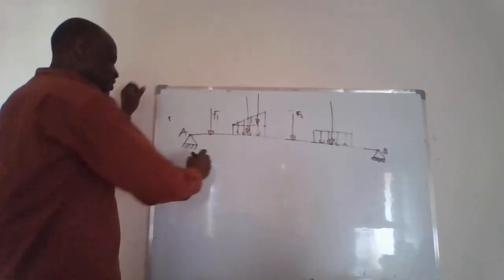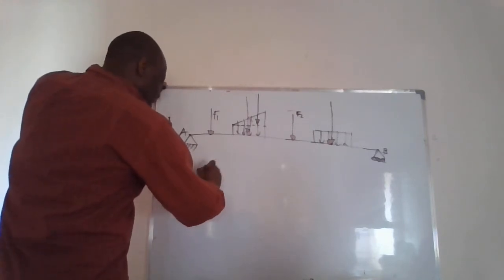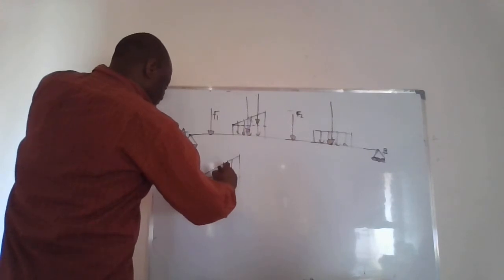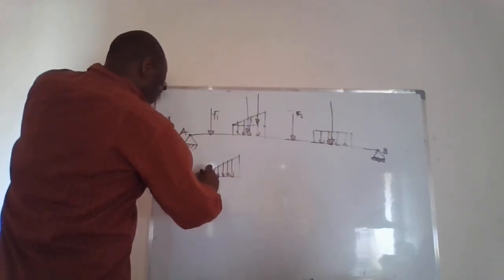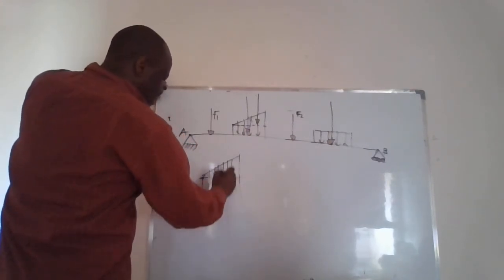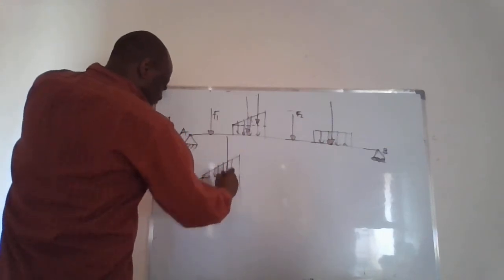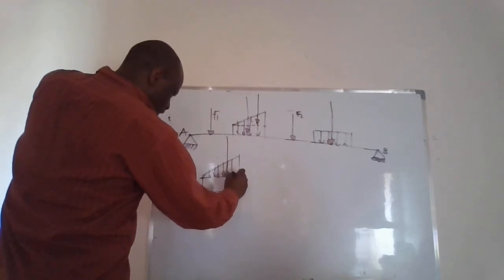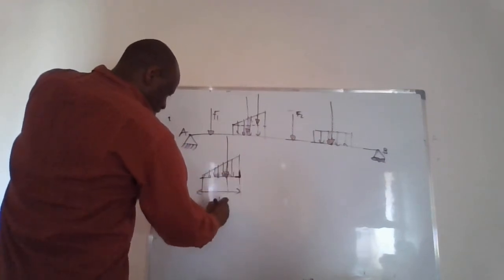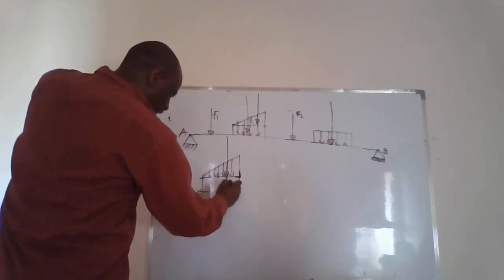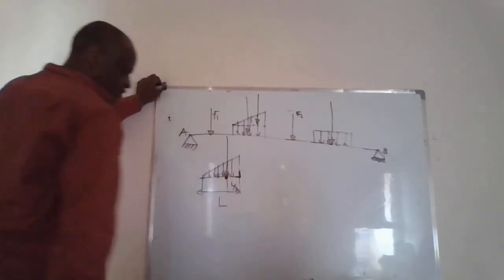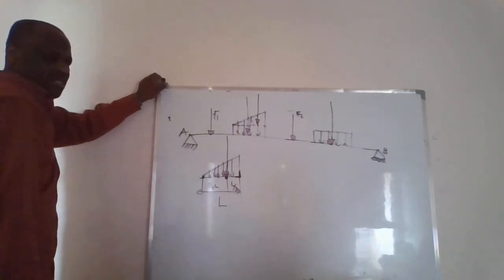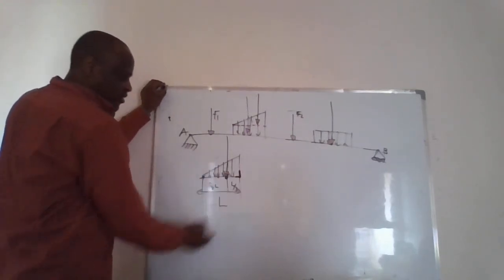Just a reminder, whenever we have a VDL on a right triangle, we remember very well that the resultant will always be at the 2/3 or the third. If we're counting from the right angle, this is the third of the length. That way, there should be the point of application. Or if we come from this side, it will be the 2/3 of the length. Let's take the right angle as our reference.